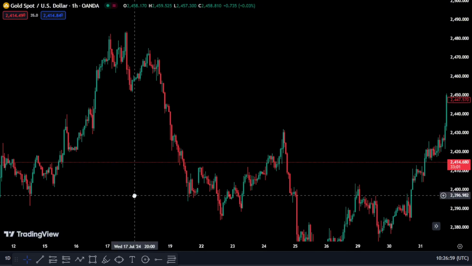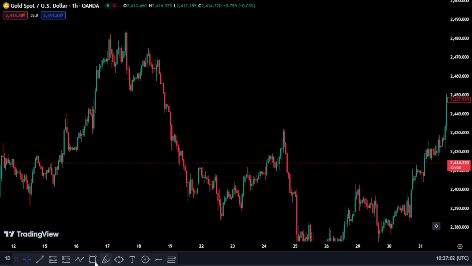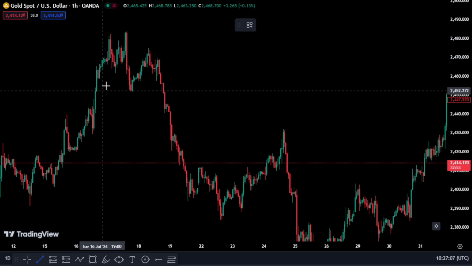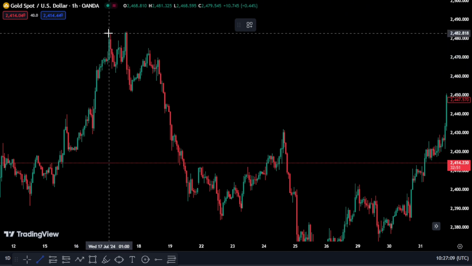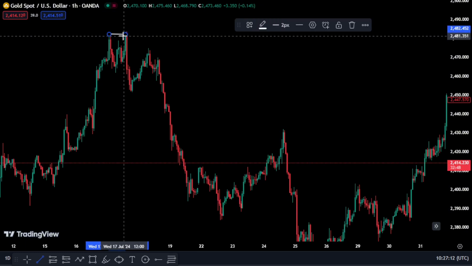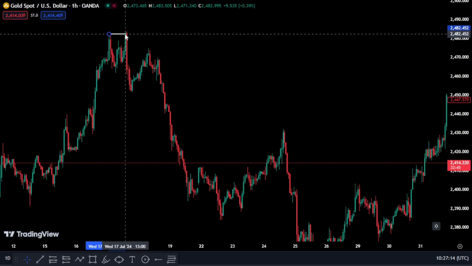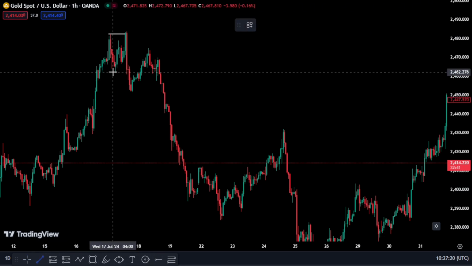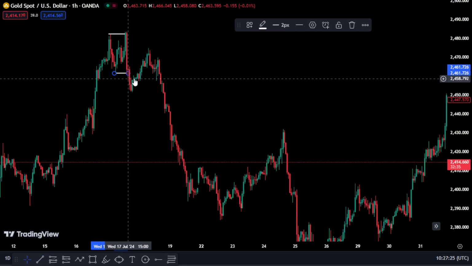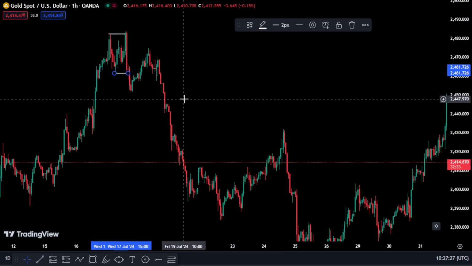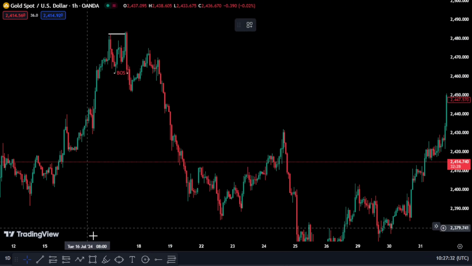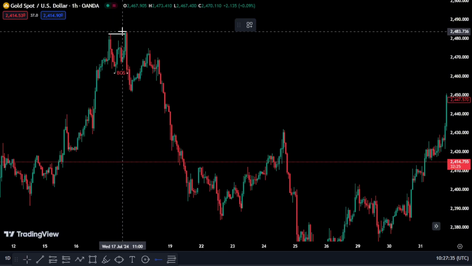Right here on gold, remember the second setup, there must be a sweep of liquidity, like I said. So you have a push to the downside, the higher low, and then there's a sweep of liquidity. And then we have a first break of structure to the downside. This is our first break of structure, and then this sweep here gave us a protected high.